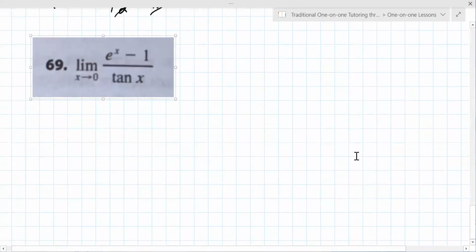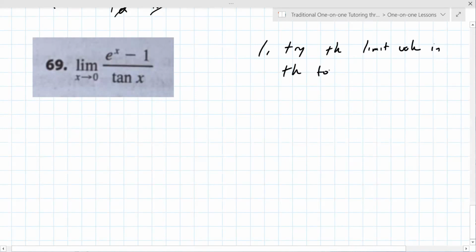I guess identifying if it's 0 over 0 or infinities. Yeah. So the first step here is you try the limit value in the top and bottom. So that'll make a lot of sense here. Like, what is e to the 0? That's e to the 0 minus 1 over tangent of 0.